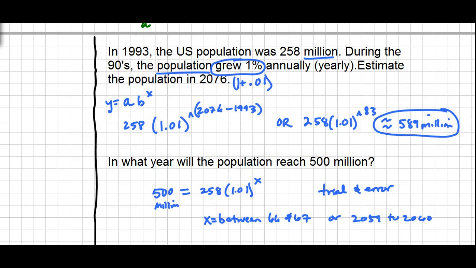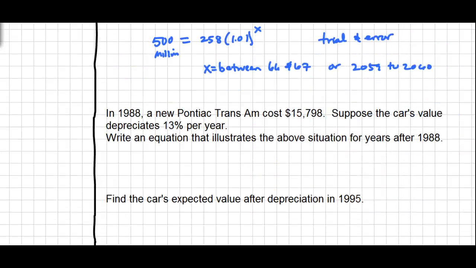Let's try one that is decay. In 1988, a new Pontiac Trans Am was $15,798. Suppose the car's value depreciates 13% per year. Most cars do depreciate in value, by the way, and they do depreciate usually much faster than that.